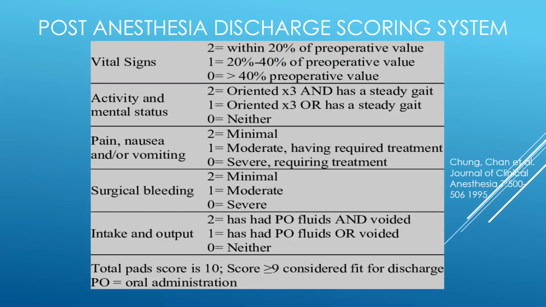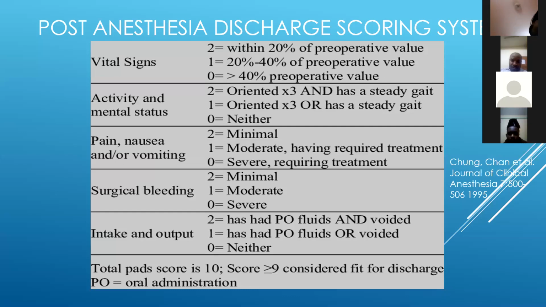Post-anesthesia discharge scoring system. This is how you assess a patient when they're ready to leave the facility, because unlike in a hospital where they're going to a hospital room or somewhere they're going to be monitored, here they're going out to be taken care of by lay people. Chung, Chan et al. have done a very good study in the Journal of Clinical Anesthesia on outpatient discharge criteria and what the predictors of a successful outpatient discharge should look like. They monitor the vital signs, activity and mental status, pain, nausea and or vomiting, surgical bleeding, and intake or output. A score greater than 9 is considered fit for discharge from the facility.